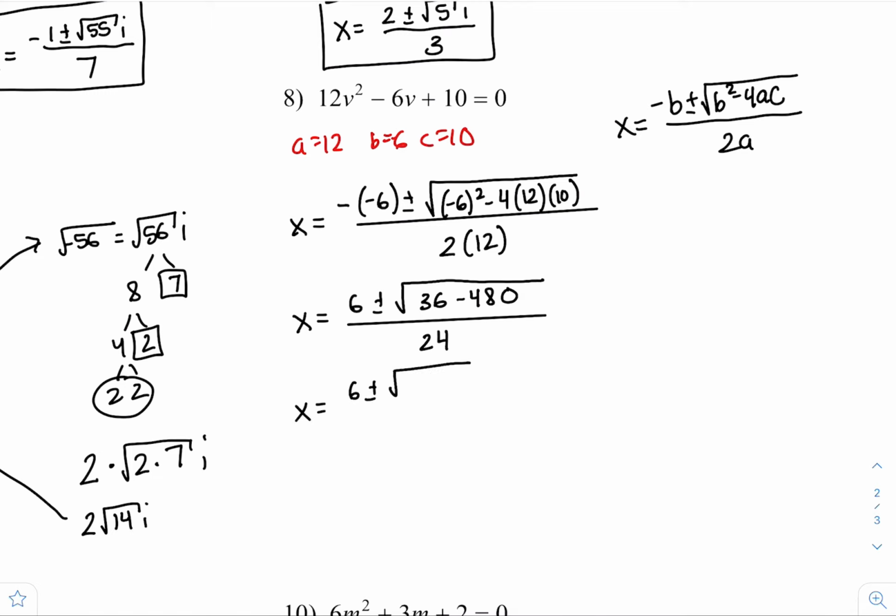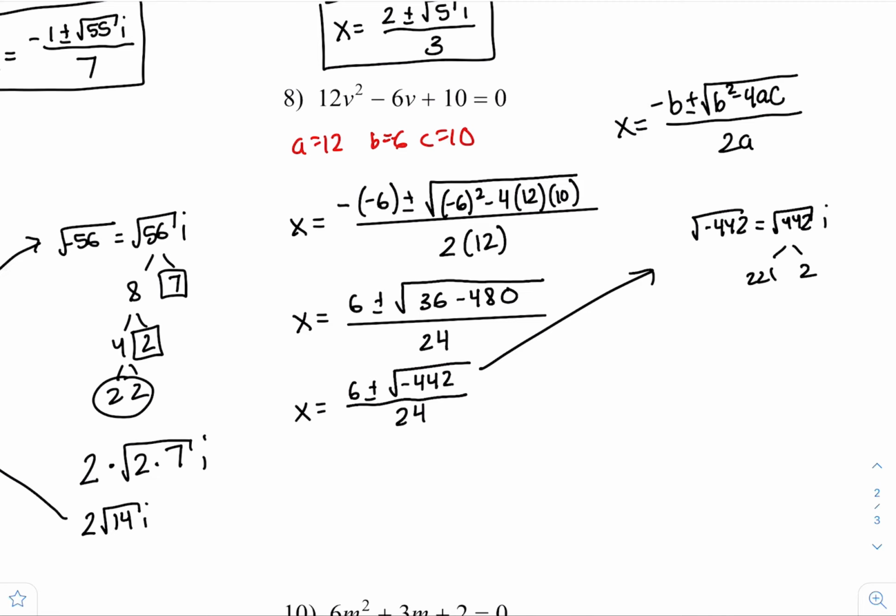Simplify that square root. So 36 minus 480 is -442. So now we gotta simplify this square root, right? So this is really the square root of positive 442i. Now let's think of what we can do for 442. Well, I'm starting off small, so I'm going to do 442 divided by 2 for 221. Now, what goes into 221?